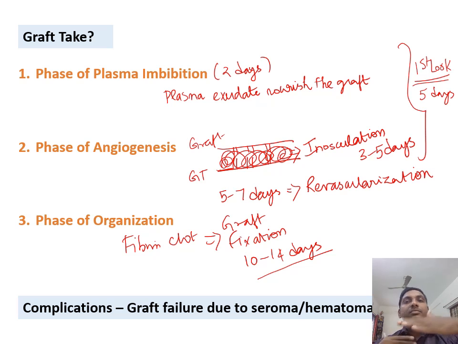To prevent the plasma exudate collection, we do the meshing. The meshing allows the plasma exudate to escape through the holes, thereby preventing graft failure.